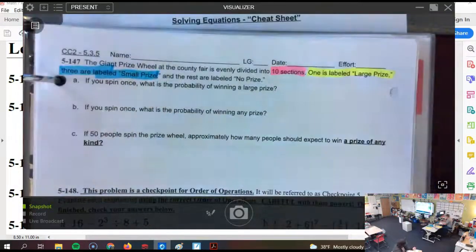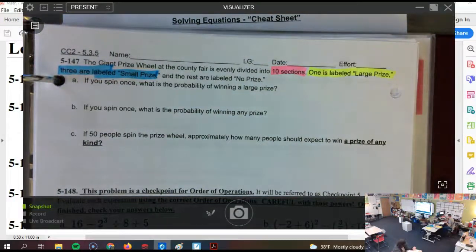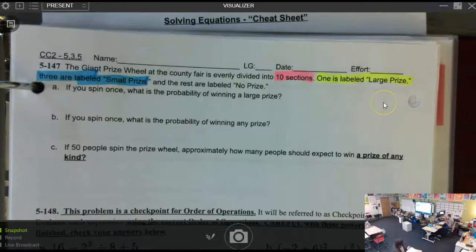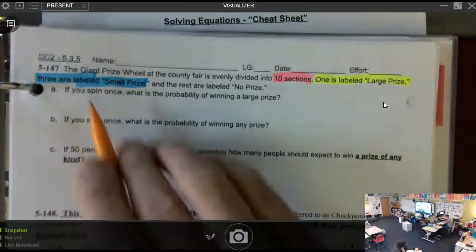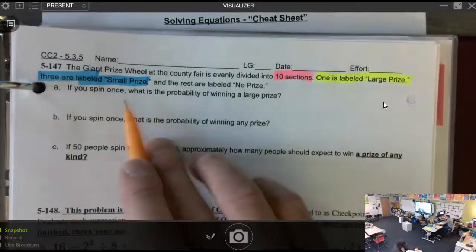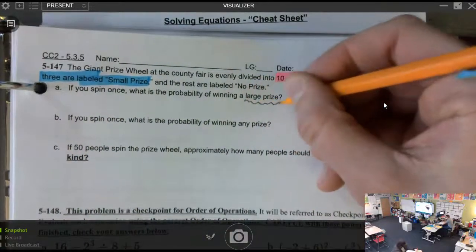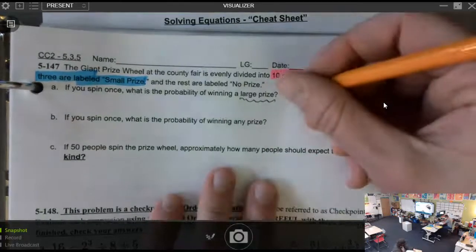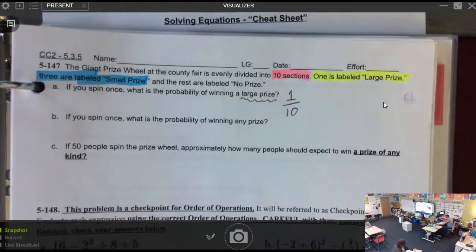All the rest are a zonk. Means you don't win. Zonk is real old. That was from like a super old TV show. Like before me. So if you spin once, I'm just going to go through the whole thing. I know Aiden asked for C, but I'm going to go through the whole thing. If we spun it once, how many of our sections have a large prize? Anybody? 1 out of the 10.